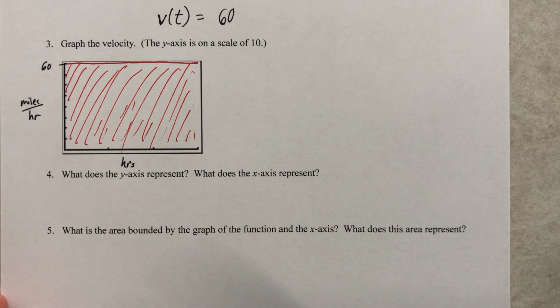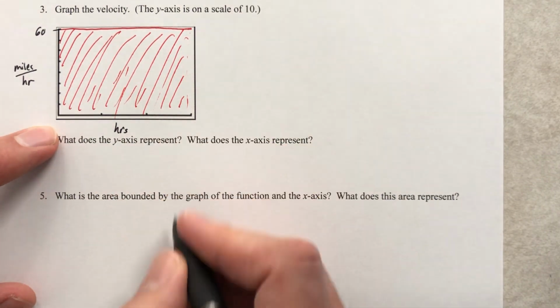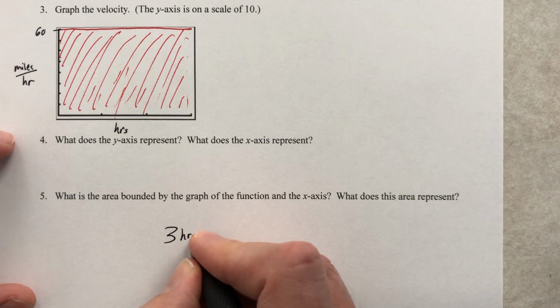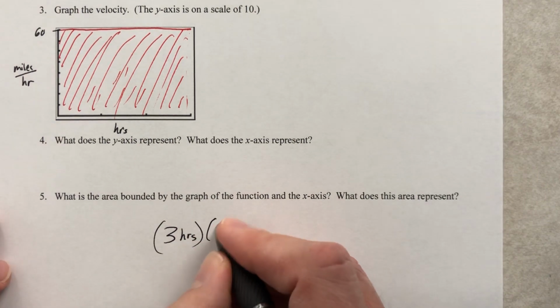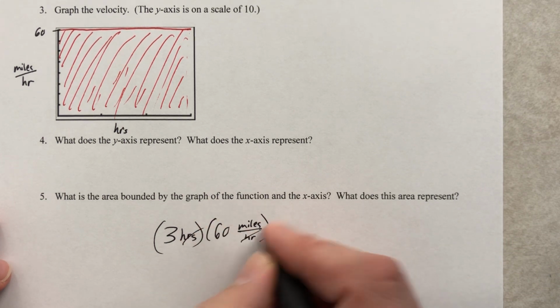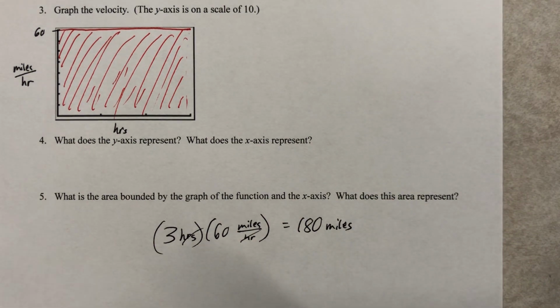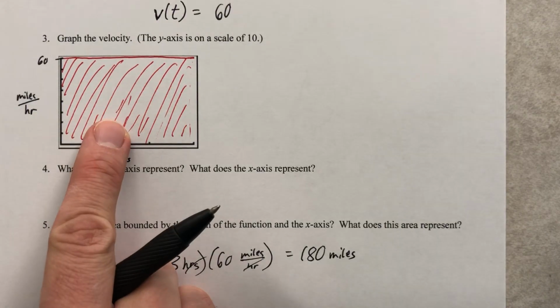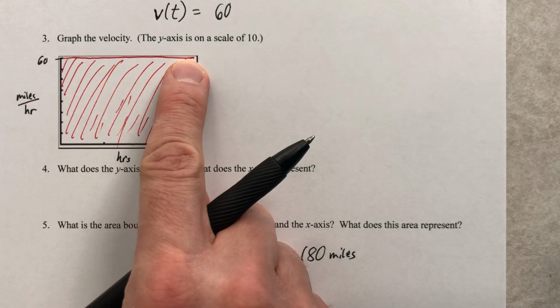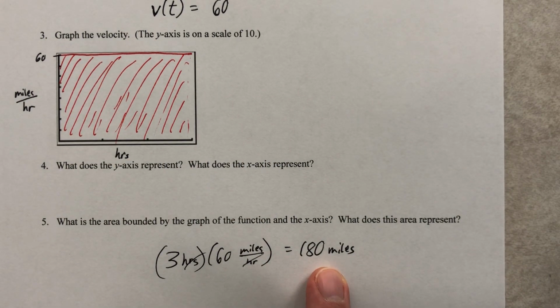Okay, well, it's a rectangle, so don't make it harder than it is. And let's stick with our color scheme here. We have 3 hours multiplied by 60 miles per hour. And I know you're rolling your eyes saying, you just did that problem. I hear ya. Here's the point. If I find the area, follow me closely, if I find the area under a graph that represents velocity, I will have found the distance that I traveled.